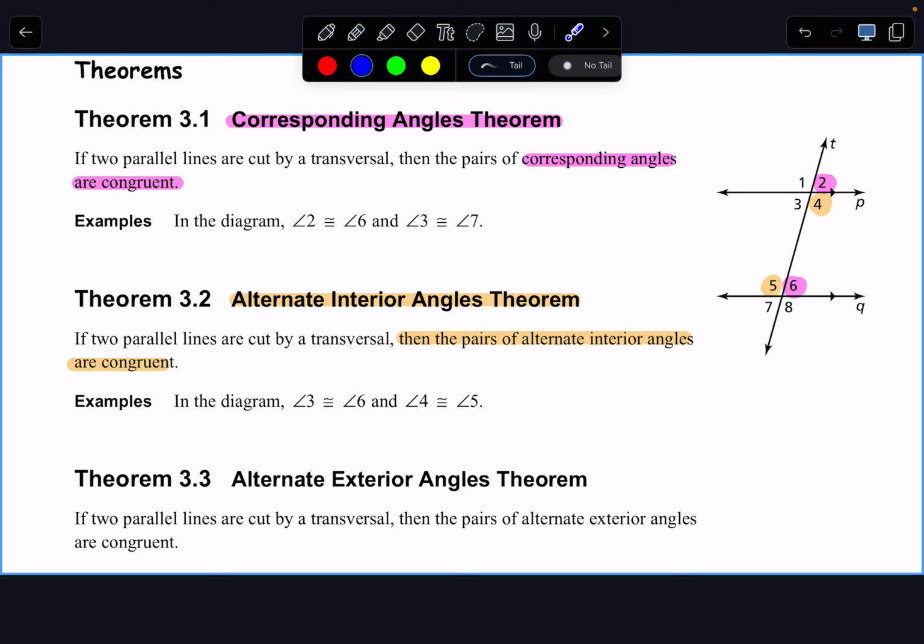Interesting, didn't we already say 2 and 6 are congruent? And now we're saying 3 and 6 are congruent? Yeah. Because 2 and 3 are vertical angles. Ah, yes, there's lots of relationships we can be pointing out here. 2 and 3 are vertical angles. Okay?